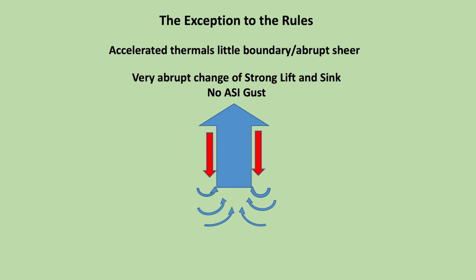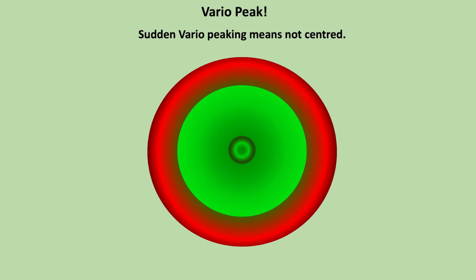The exception to the rules then. Accelerated thermals have little boundary and abrupt shear. Very abrupt change of strong lift and sink, and there'll be no airspeed indicator gust in this indication. Variopeak, and sudden variopeaking means you're not centered.